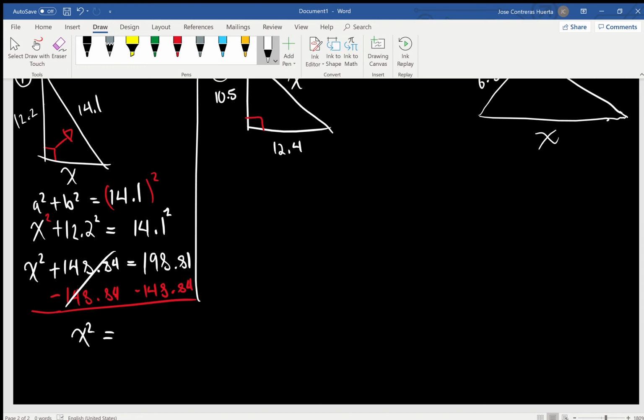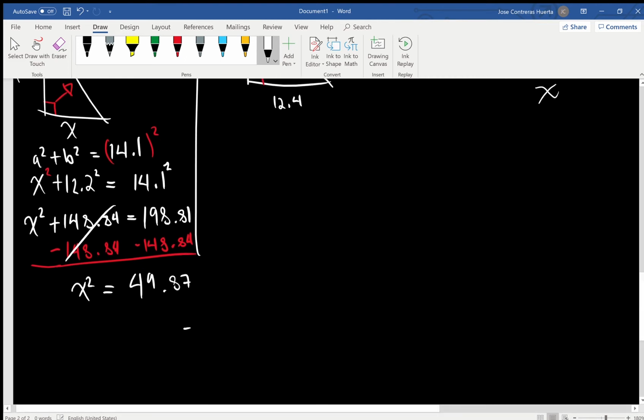So let's go ahead and do that here. 198.81 minus 148.84 is about 49.87. And then I'm actually not done.